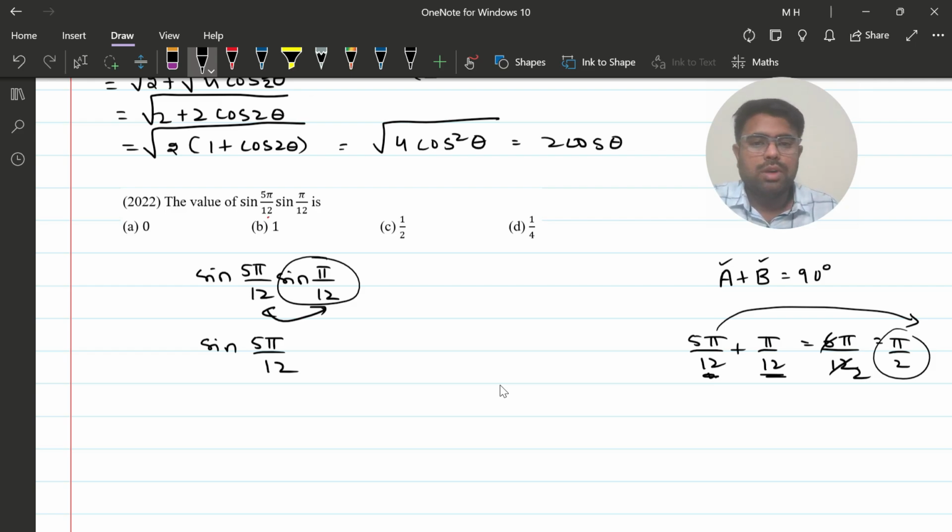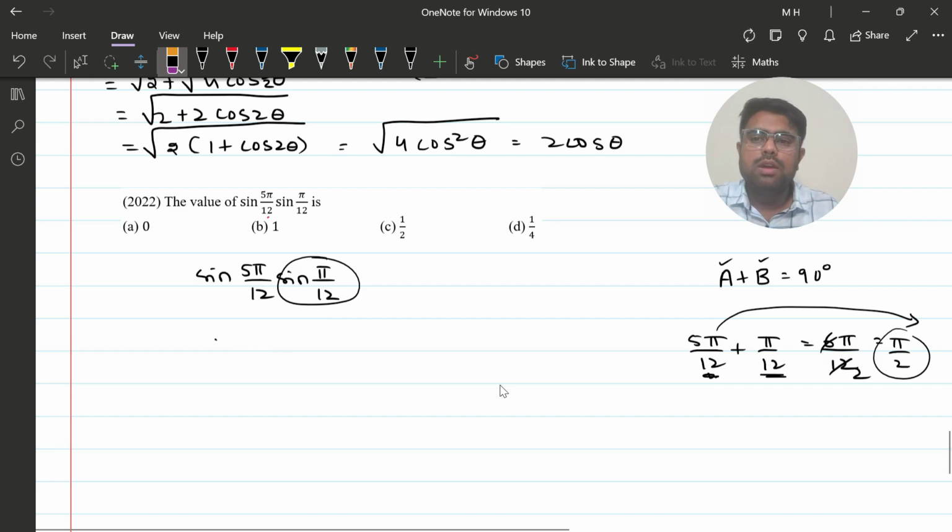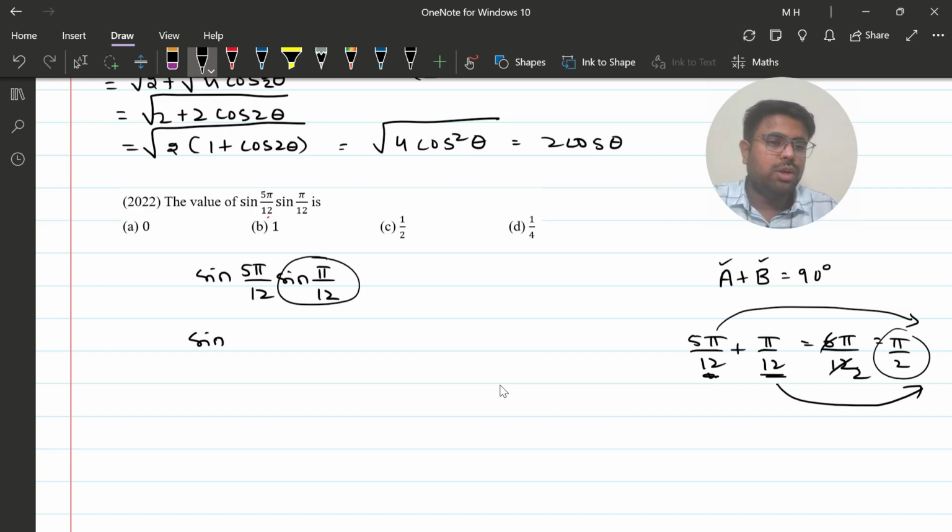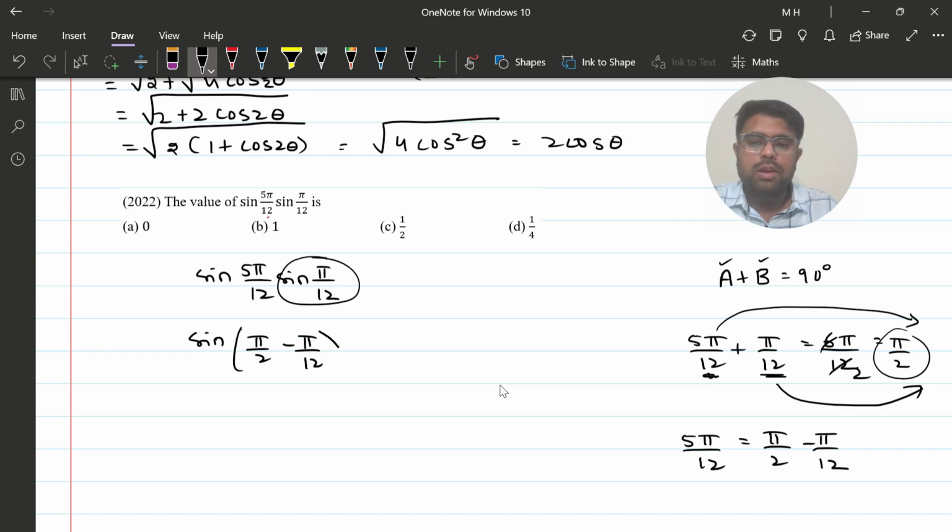Or else, rather than writing down 5 pi by 12, if I take this pi by 12 to the other side, what I get is 5 pi by 12 is equal to pi by 2 minus pi by 12, of course, right? So I can write this down as pi by 2 minus pi by 12 into sine of pi by 12. So it is sine of 90 minus theta, which is cos theta. So cos of pi by 12, sine of pi by 12.